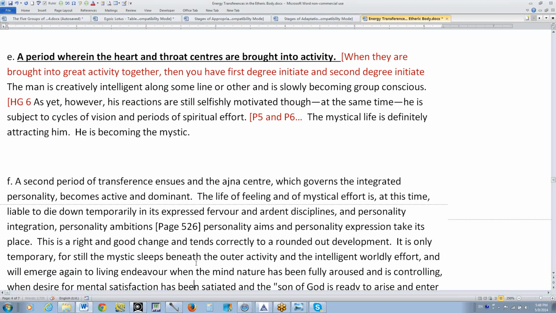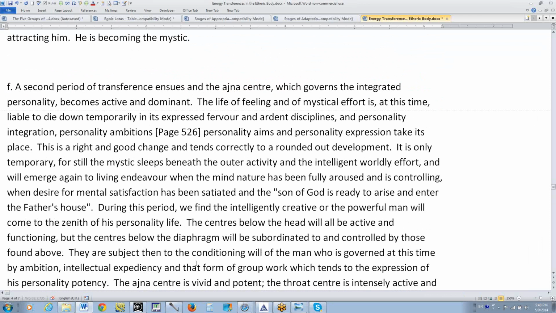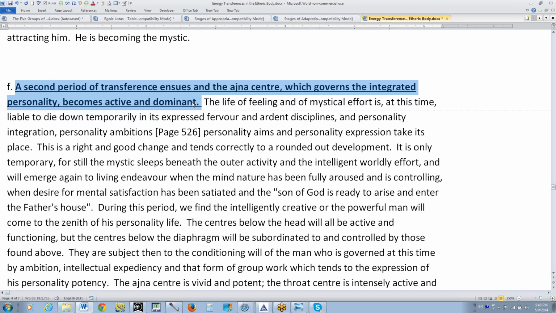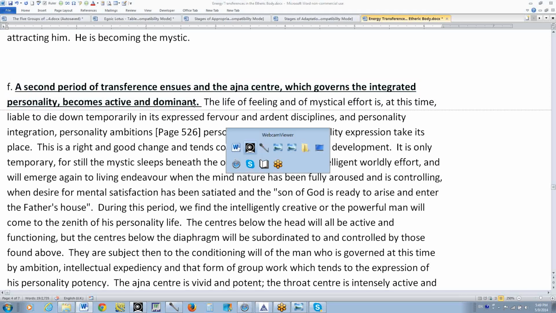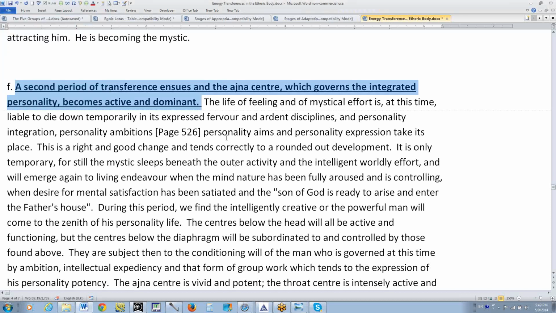Now, the next one is, well, we have 2 more. A second period of transference ensues, and the ajna center, which governs the integrated personality, becomes active and dominant. We have to remember that when DK refers to the integrated personality, he oftentimes is not speaking of the selfishly integrated personality, but of the personality which has a good degree of soul energy in it as well, and which is finally integrated at the 3rd degree, and in a way even more so at the 4th.